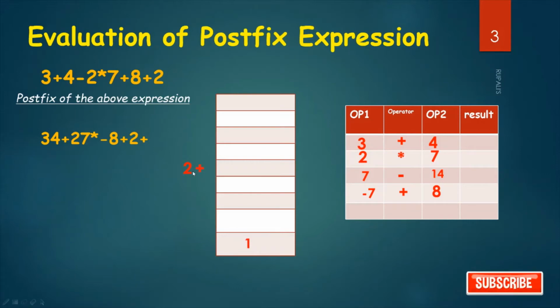Now it comes 2. 2 is an operand, so push it onto the stack. Now plus comes, it is an operator, you have to pop. So first popped element will be OP2. Second popped element will be OP1. The result is 3. Push 3 onto the stack.